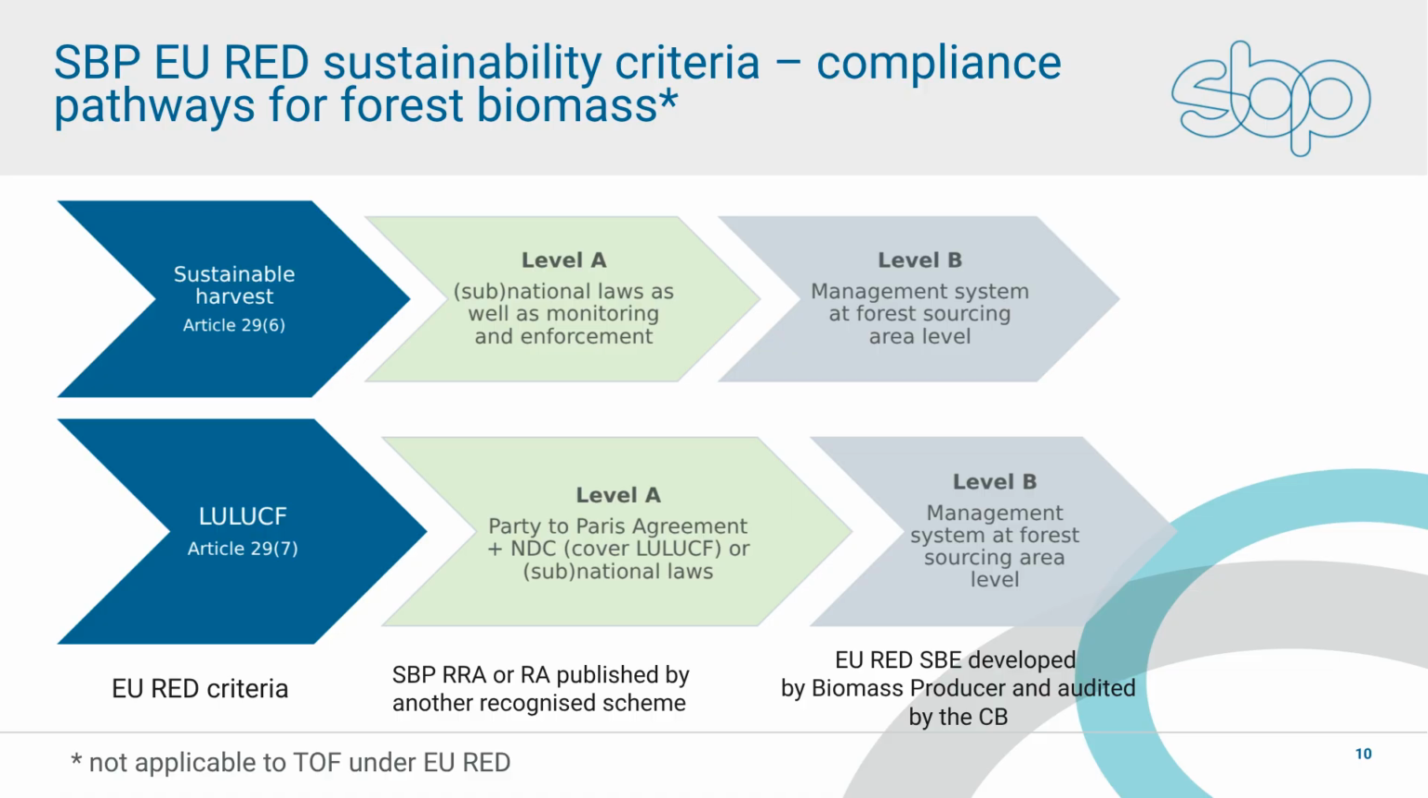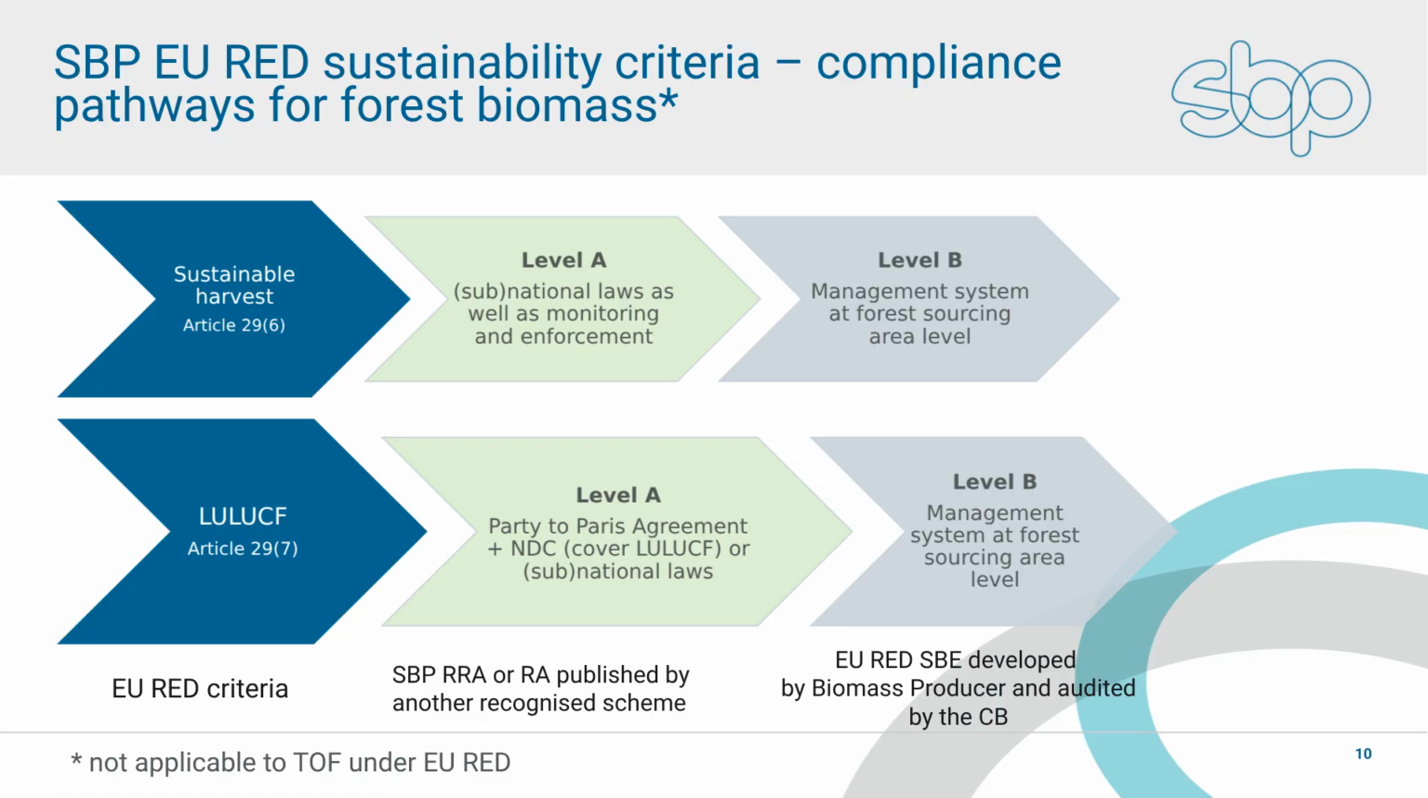This Level A and Level B approach reflects the risk-based concept in EU RED. If a country has strong legislation and enforcement, the risk of unsustainable forest biomass is low at national level. Where this is not the case, more detailed checks are needed at the sourcing area level. Biomass producers are not allowed to develop Level A risk assessments themselves. Level A assessments must follow the SBP regional risk assessment procedure or be recognized from the European Commission, national authorities, or other recognized voluntary schemes.